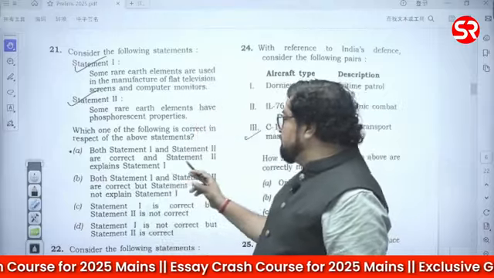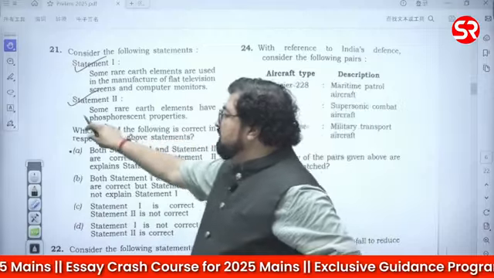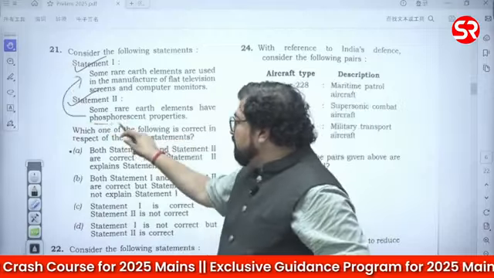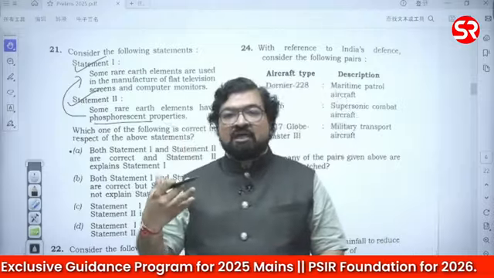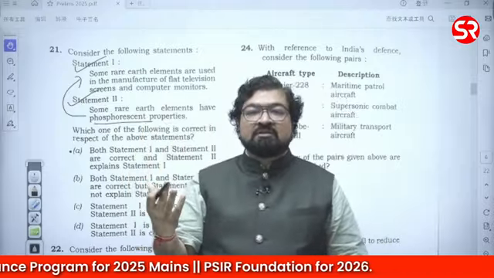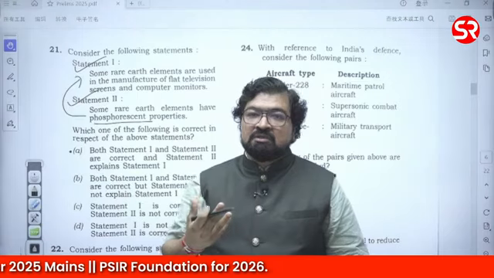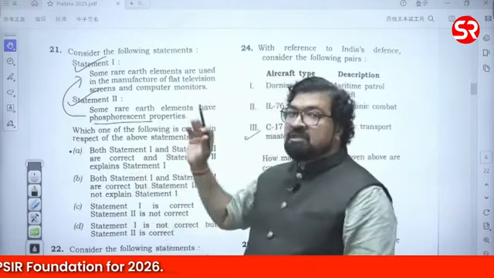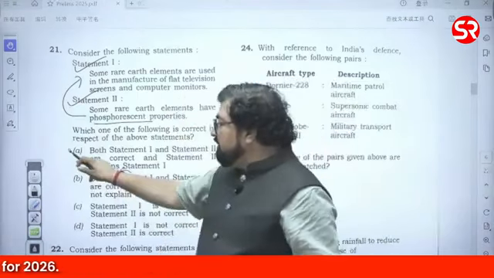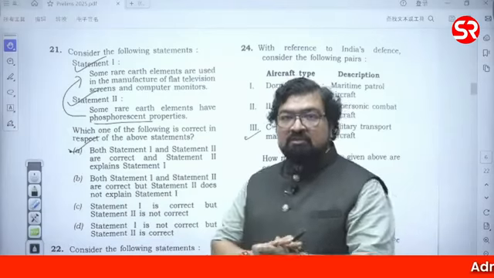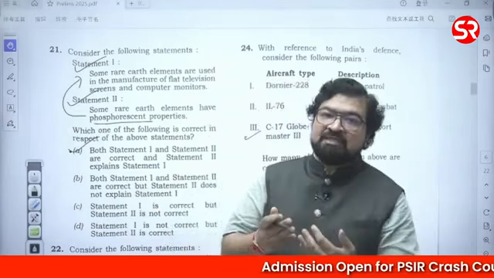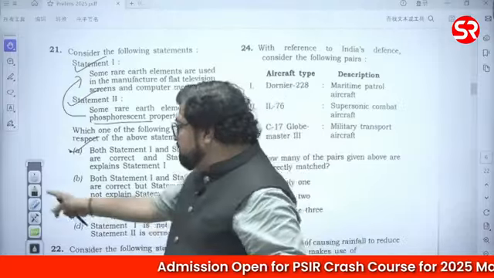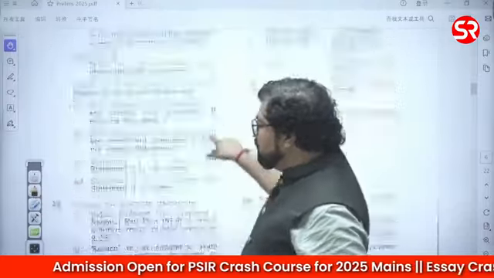Statement 1 and 2 are correct, and statement 2 explains statement 1. That's correct because of this property of phosphorescence, they are able to emit light and produce vivid pictures, images, and videos. So that's what they are used in TV panels and computer screens. So the answer will be A here, right? Both statement 1 and statement 2 are correct, and statement 2 explains statement 1. Now let's go to the next question here.